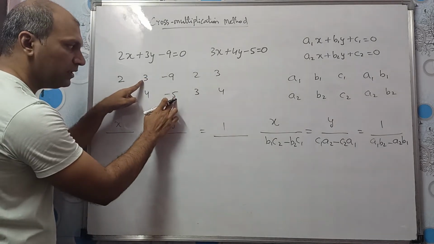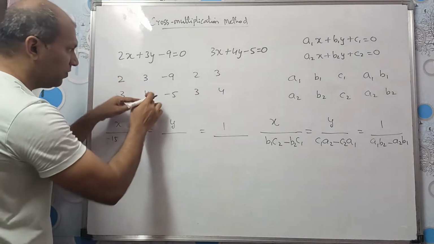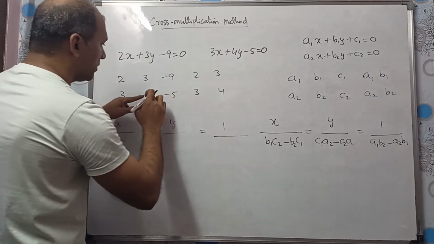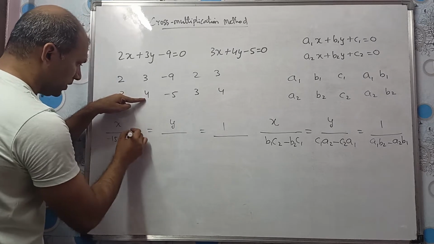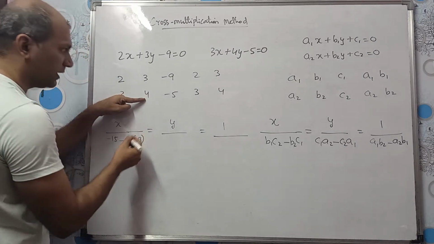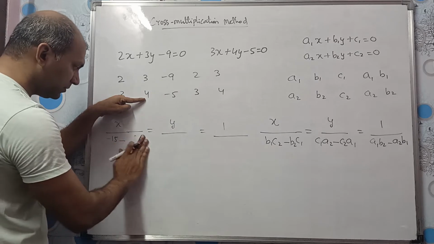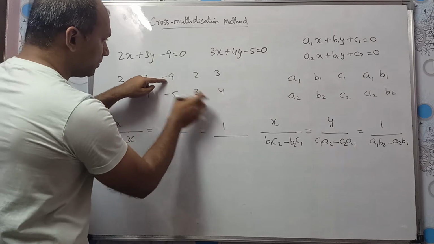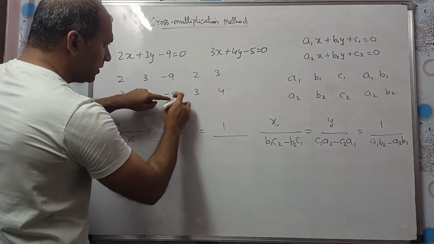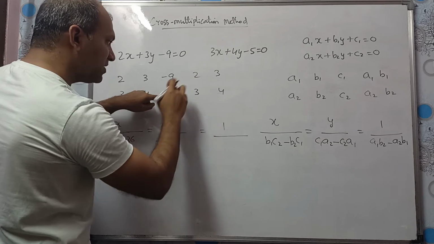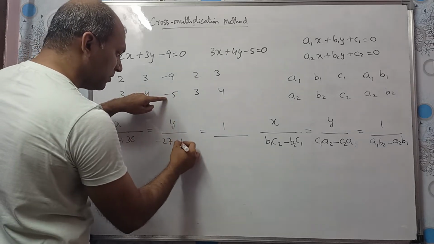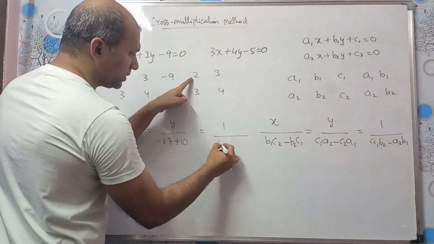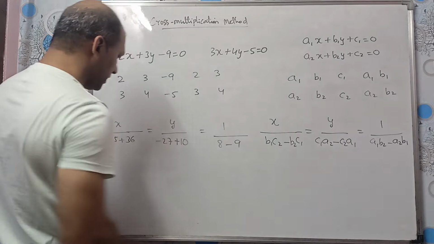So 3 into minus 5 is minus 15. When we multiply here, it should be minus. So minus b2 c1. How much is this? 4 into minus 9. Okay. It will be plus, right? Plus 36. Now this 2, minus 27. 5 2s are 10, it should be minus but it is already minus here, so minus of minus will become plus, it is plus 10. Finally this 2, 2 4s are 8, minus 3 3s are 9. So we will get the answer.